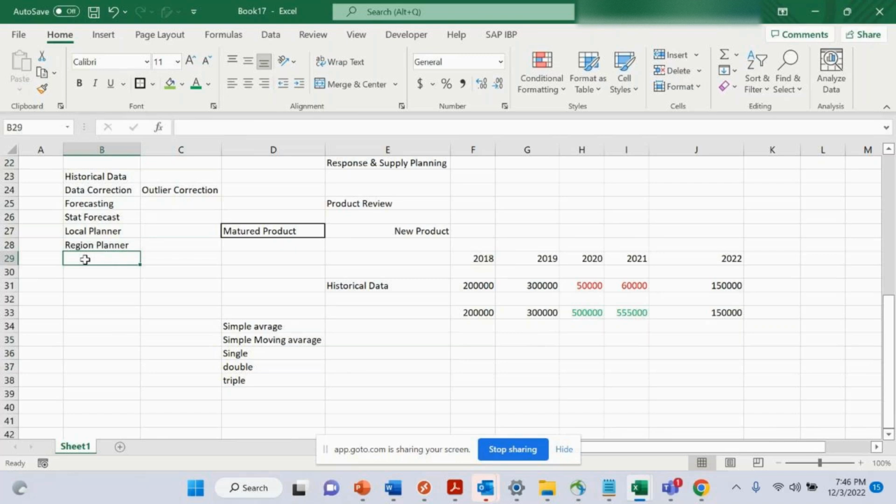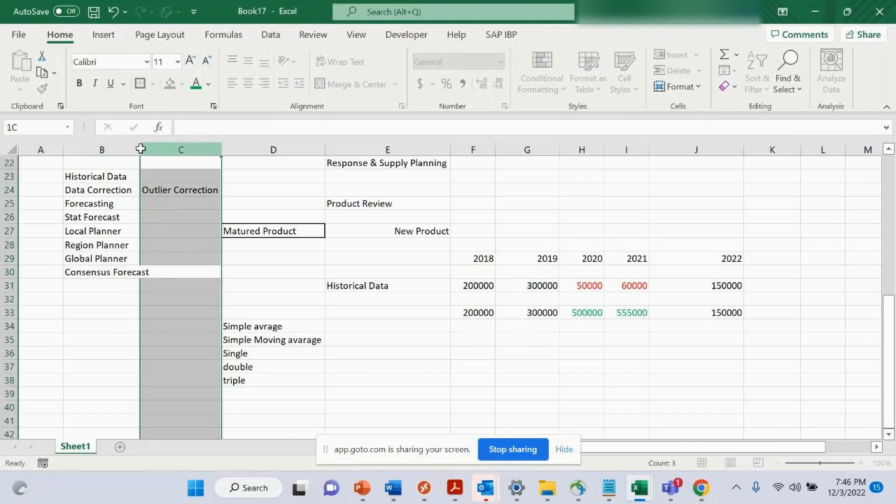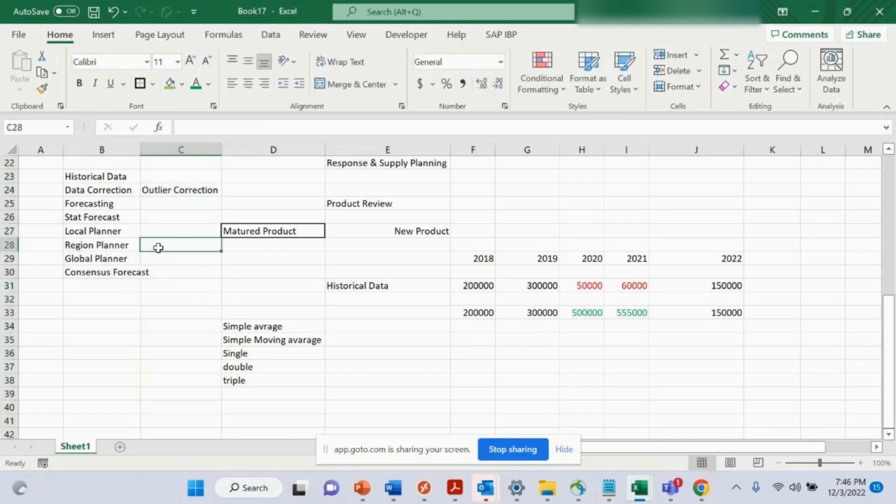And then comes the global planner. Now when I'm saying this, the global planner will see that this person is the head, so he or she has the ability to check in the system what their local planner has entered and what their region planner has entered, and based on that he will evaluate the value and do the final forecasting before submission as a consensus forecast. Got my point? Any confusion here?